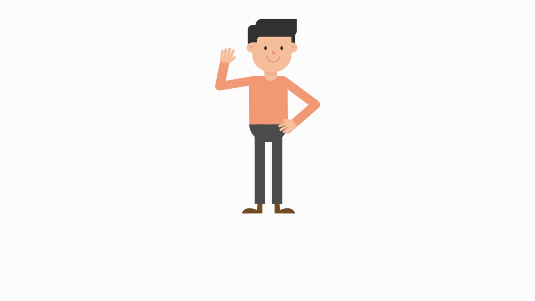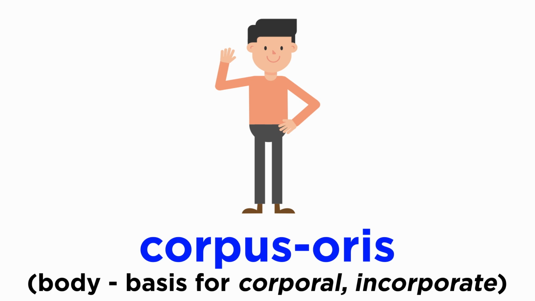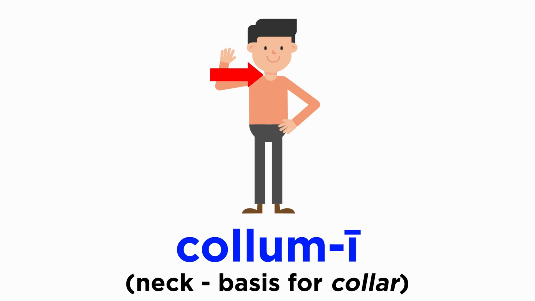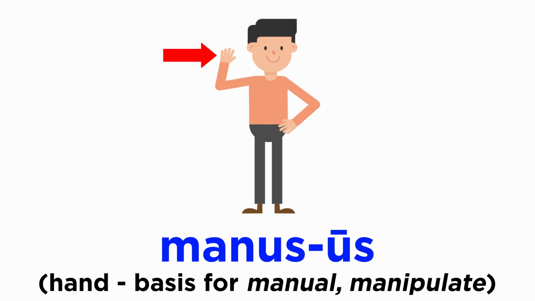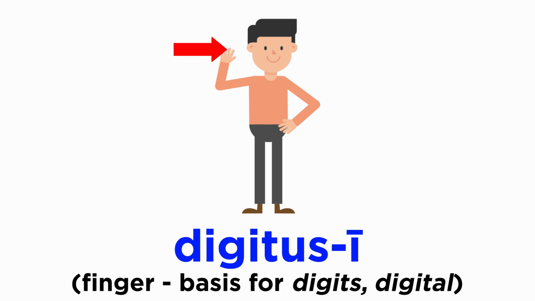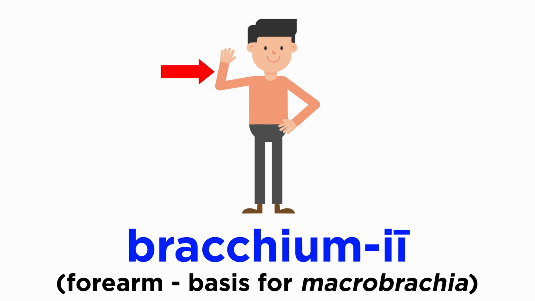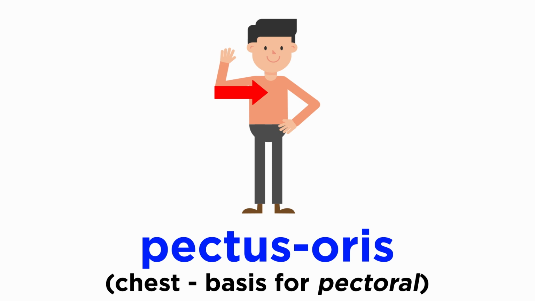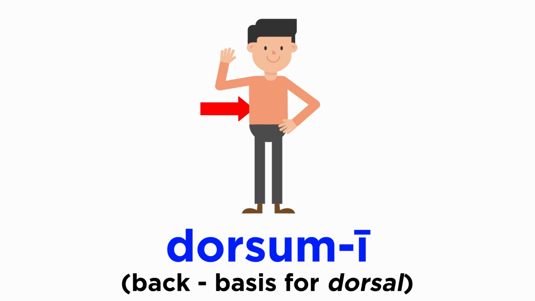Now let's move on to the rest of the body. Corpus, corporis. Collum, colli. Manus, manus. Digitus, digiti. Brachium, brachii. Pectus, pectoris. Dorsum, dorsi.